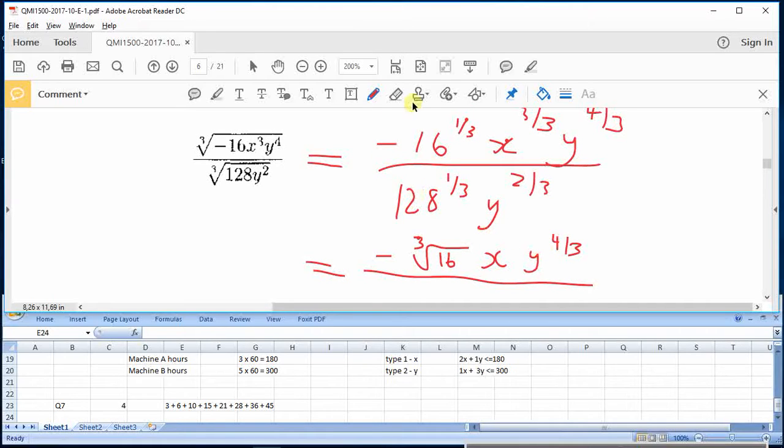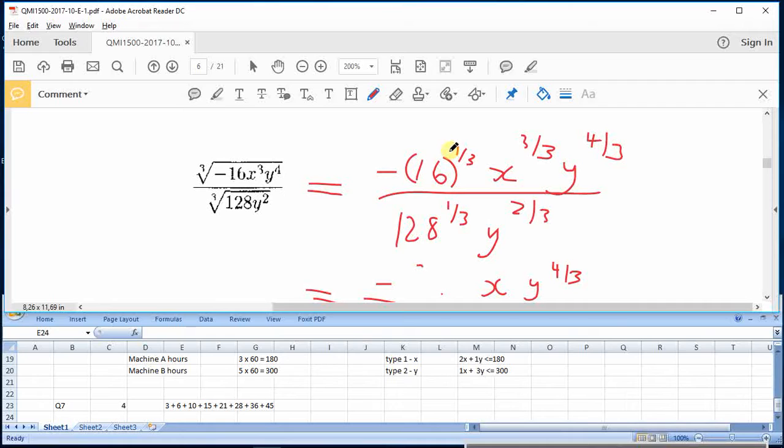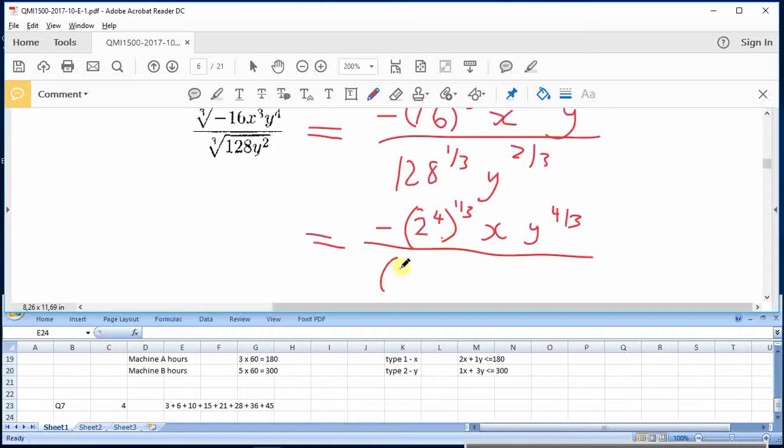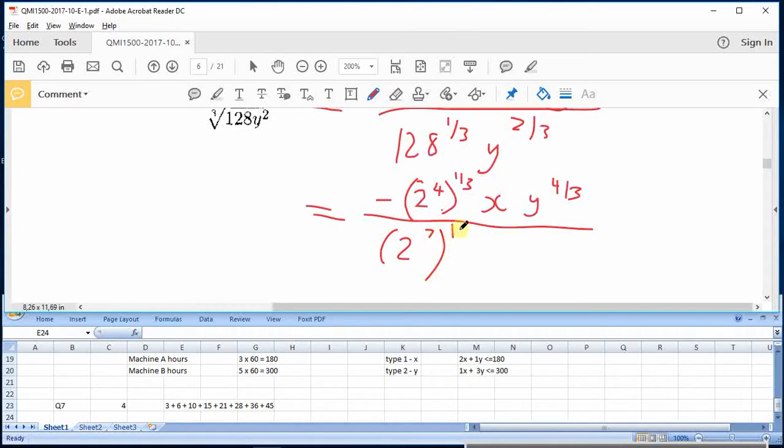This would be y to the 4 over 3. What I think we could do with this though is convert this to common denominators. So in other words, 16 can be denoted as 2 times 2 times 2 times 2, so 2 to the 4. And 128 is 2 to the power what? 64, one more, 7. Okay, 2 to the power 7 is 128.